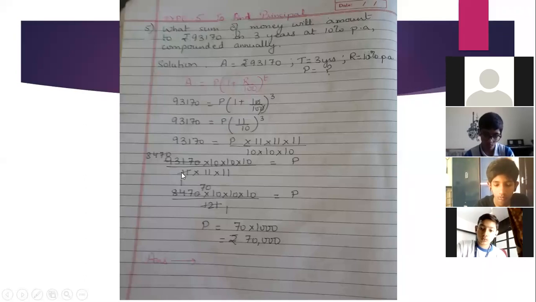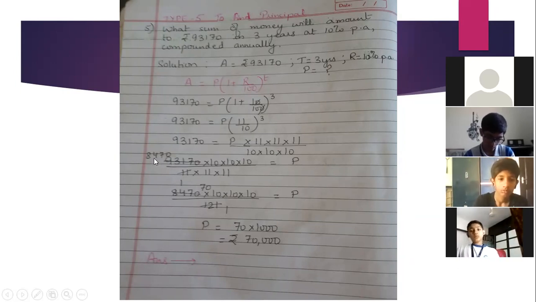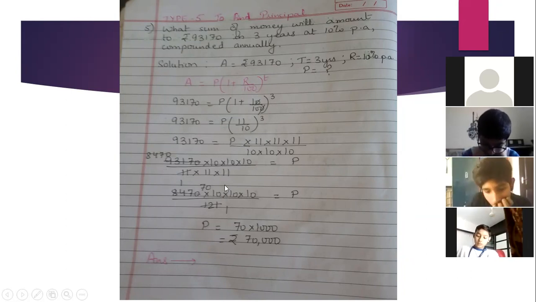After that, I tried to cut it. The number was big, so I cut it with 11 and I got 8470. Then 8470 into 3 times 10, and this 11 into 11 I multiplied. So 11 into 11 is 121. So straight away I divided 8470 by 121. I got 70. And 70 multiplied by 1000, I will get 70,000. So my principal is 70,000.